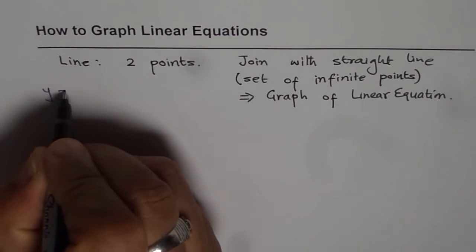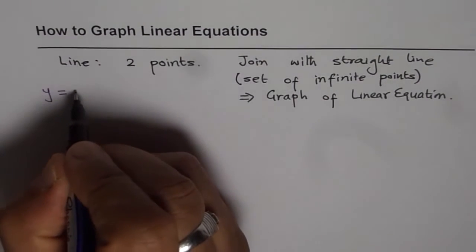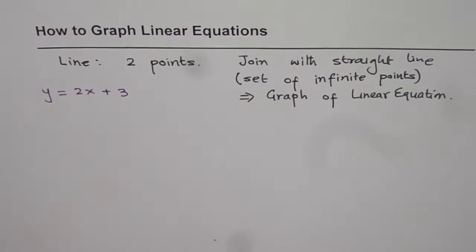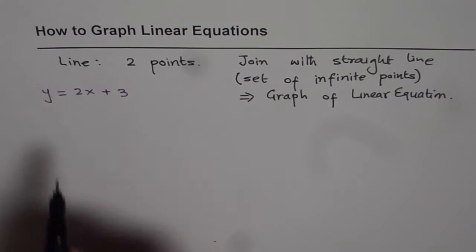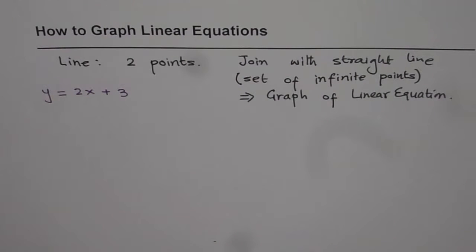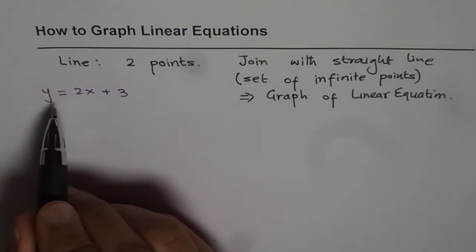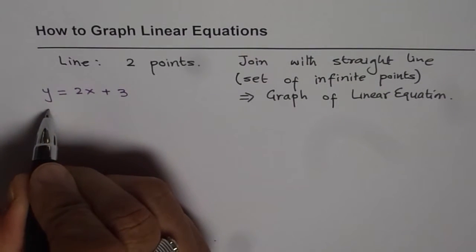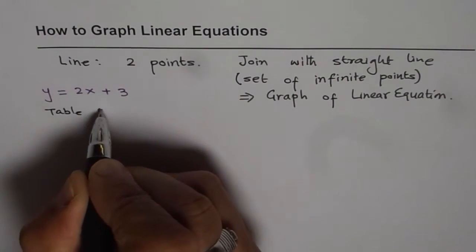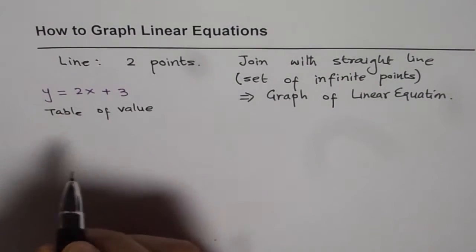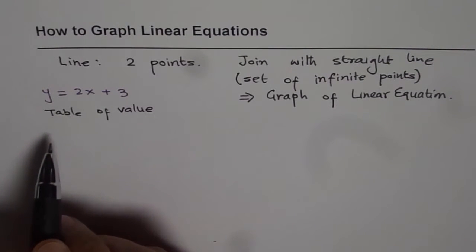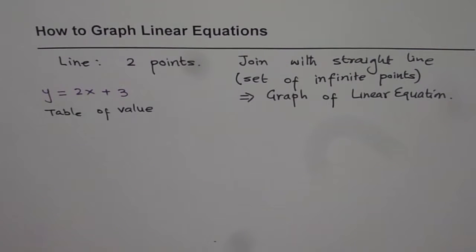So let's say an example of a line which is y equals 2x plus 3. Now y equals 2x plus 3 represents a line. It's a linear equation. To graph this, we can have a set of points, so we can make a table of values. In fact, this is the first and the most common technique to graph any equation, right? So let's make a table of values.